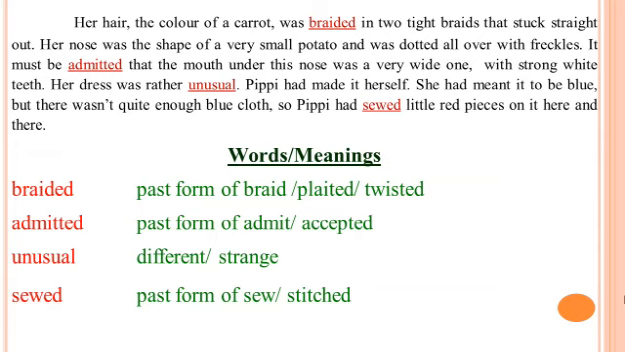Here in this passage, we come to know the appearance of Pippi. How does she look like? The color of her hair was of carrot, which were braided in two straight braids. Her nose looked like a small potato, and there were freckles over it. Her mouth was wide, having strong white teeth. Her dress was unusual, or you may say it was different or strange. Pippi had made her dress by herself. She wanted to make a blue dress, but she had less blue cloth, so she stitched it with little red pieces.